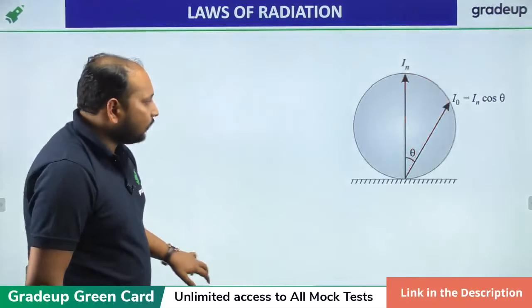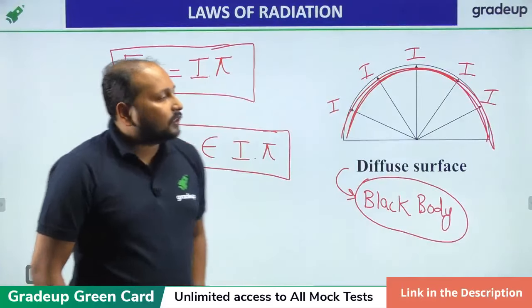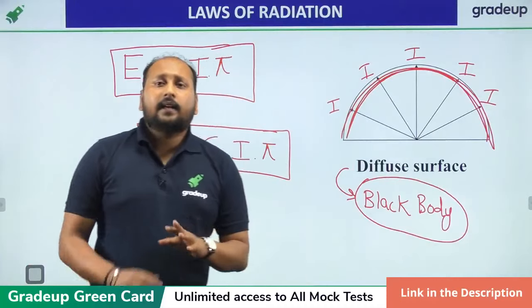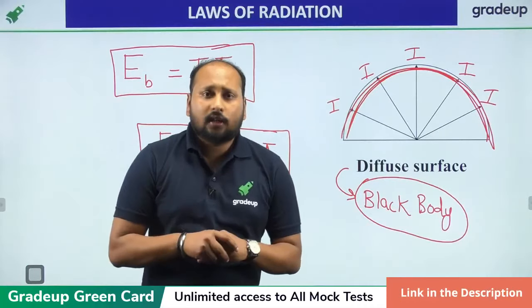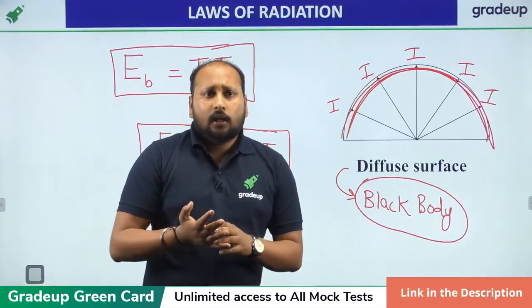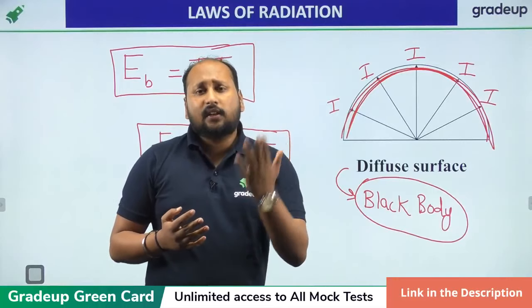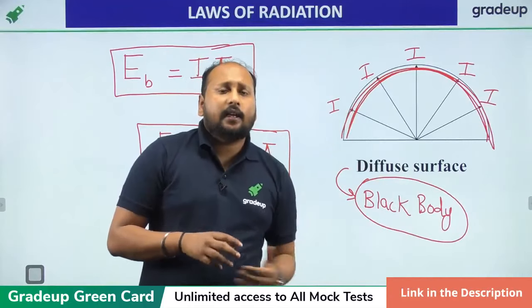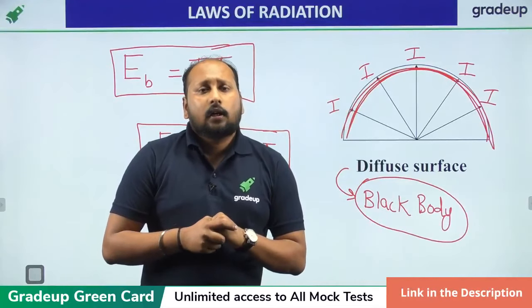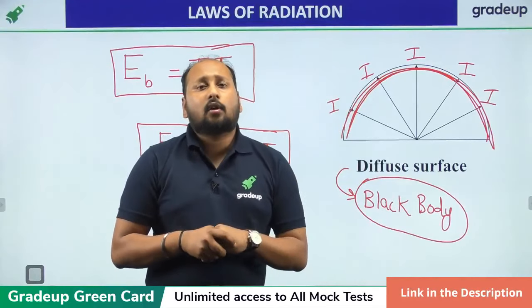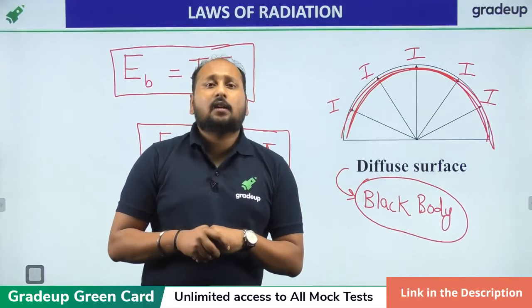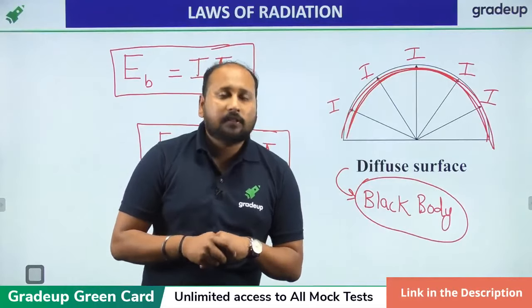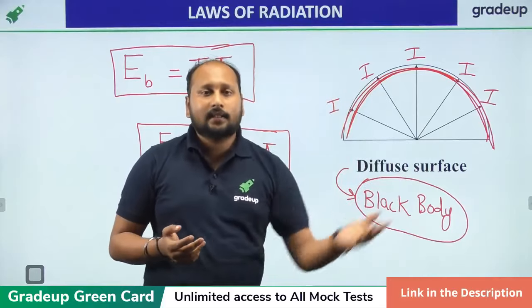Clear? So we have completed all the laws of radiation. I hope you understood. Yesterday we studied the Stefan-Boltzmann equation. We took up that the total emissive power of a black body is a strong function of absolute temperature, which is EB is equal to sigma into T to the power 4, which is Stefan-Boltzmann law, which we studied in yesterday's class.